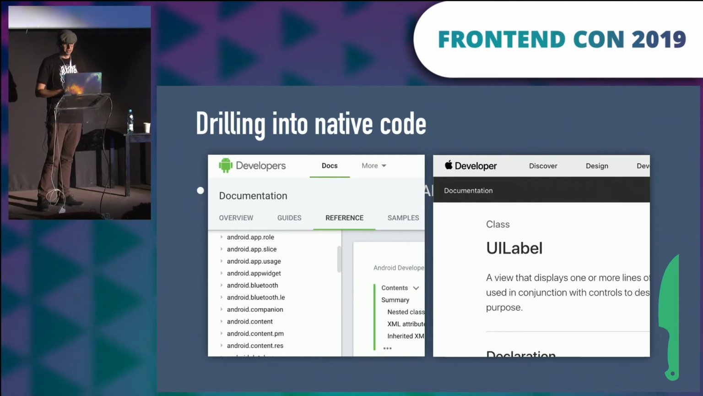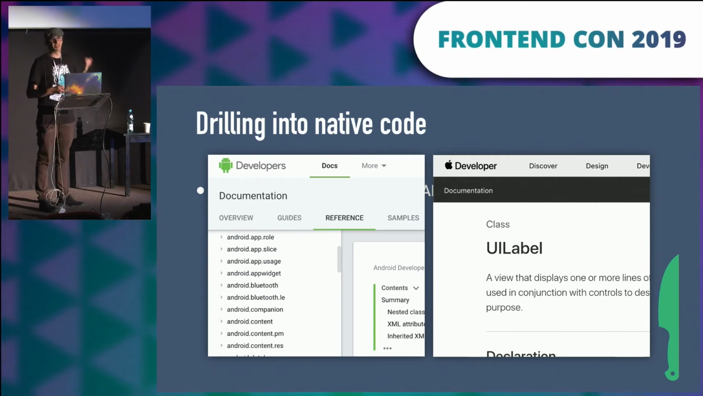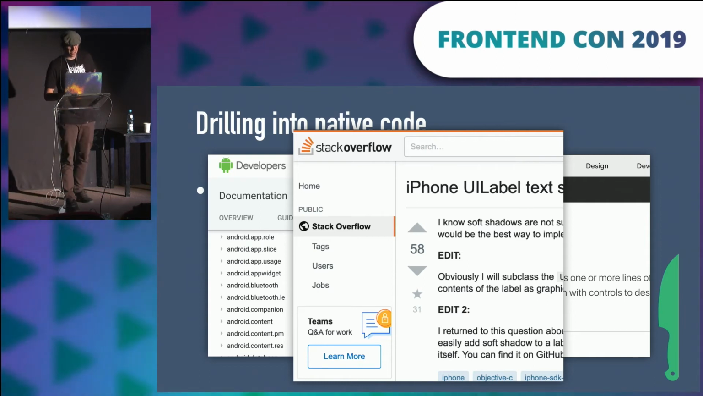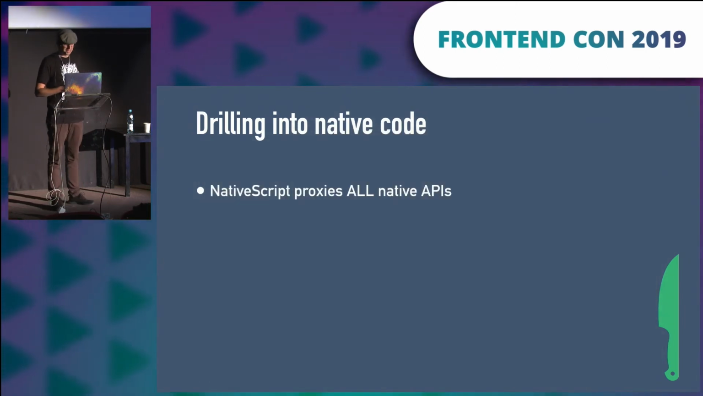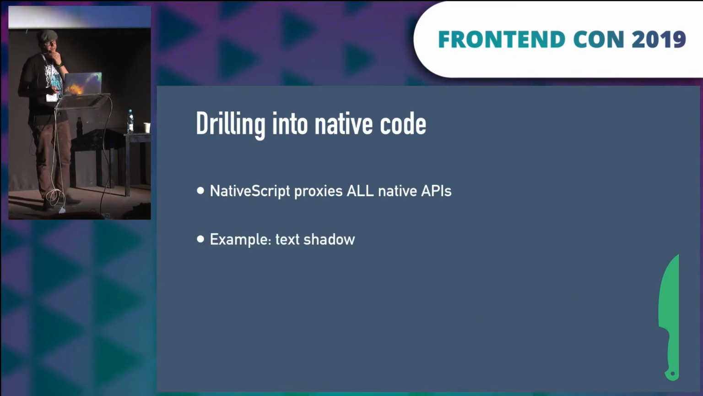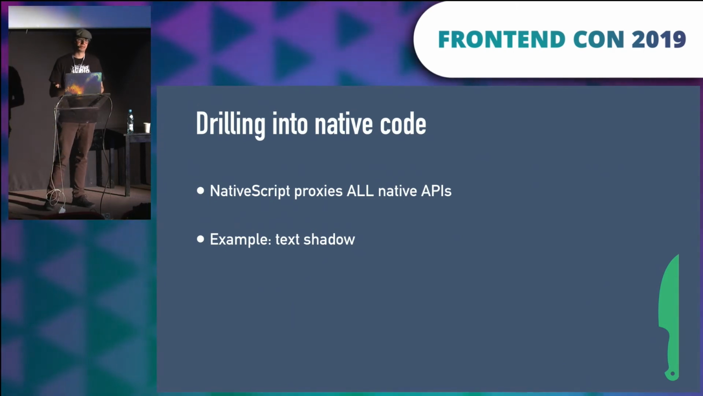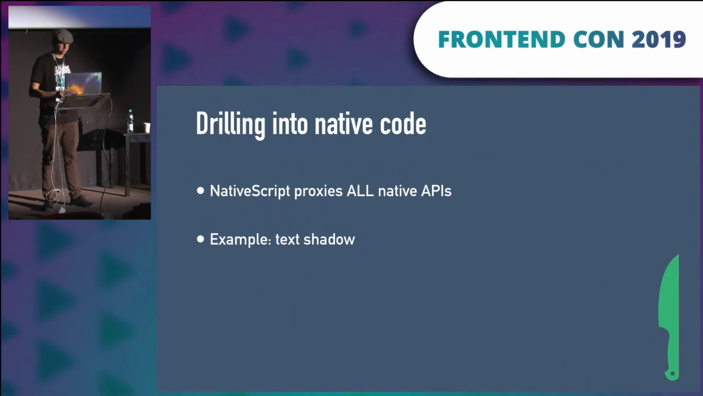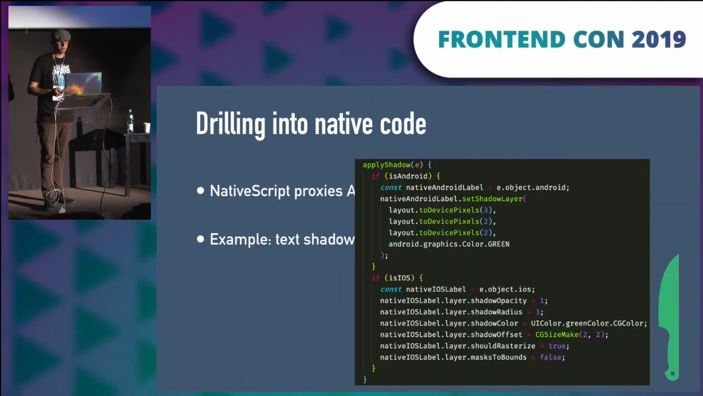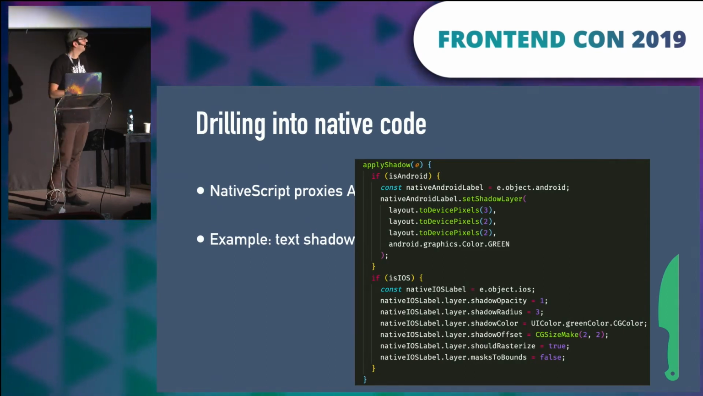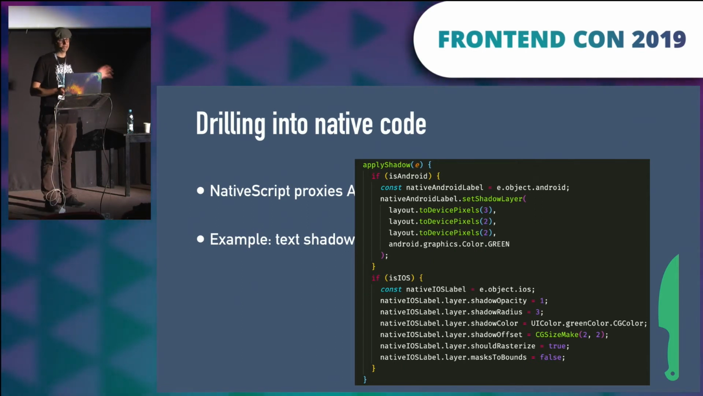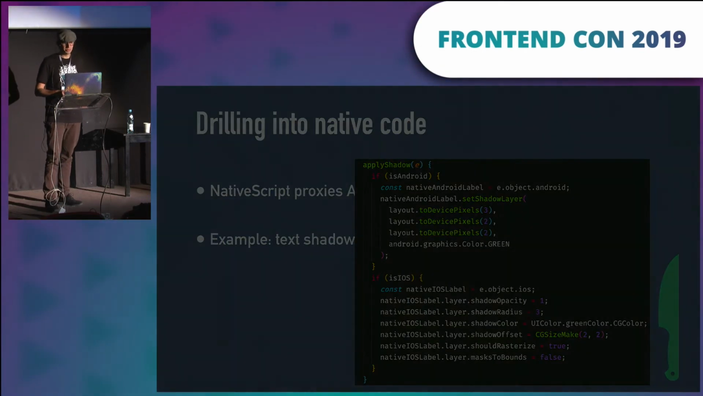So, of course, we don't actually go to the documentation. We just go to Stack Overflow to see how stuff is done. Okay, that's how we all do it. But I have an example, the text shadow. So the NativeScript label does not implement text shadows by default. But the underlying native components do. So I went to Stack Overflow, and I researched how to add text shadow in Android and on iOS. And so this is what I found.